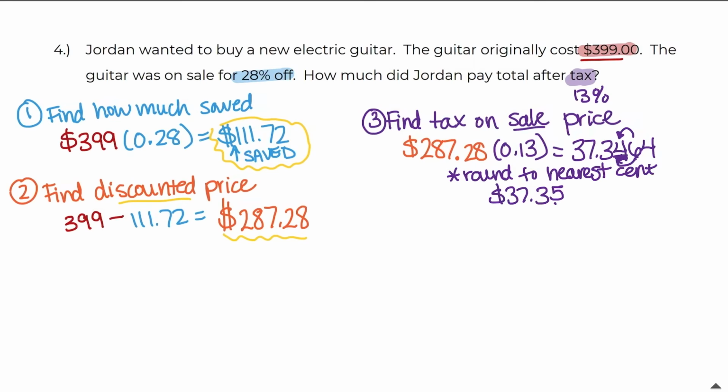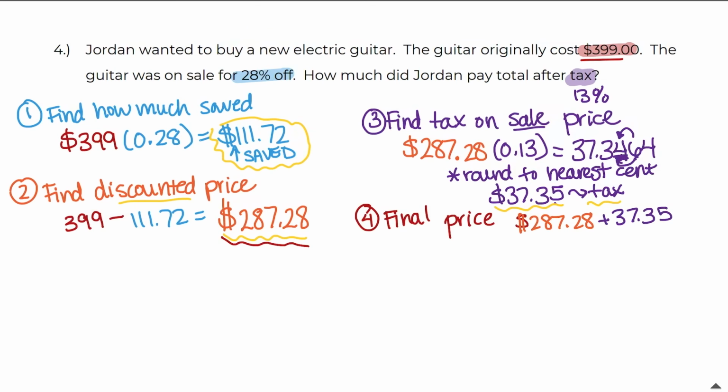Okay, and this $37.35 represents how much tax you are paying. It is not the final answer, and it doesn't make sense that that would be the final answer, because if the guitar was originally $400, I'm not going to be paying $37 now, right? So last thing I need to do is find the final price. And the final price is going to be the discounted price, this $287.28, plus the tax. So let's go ahead and add those together.